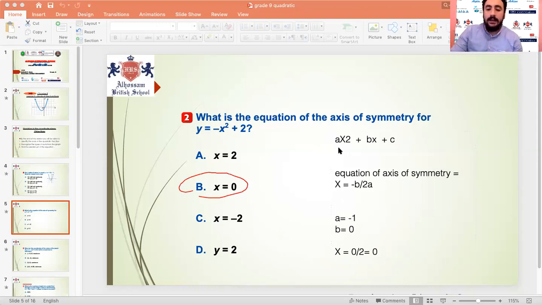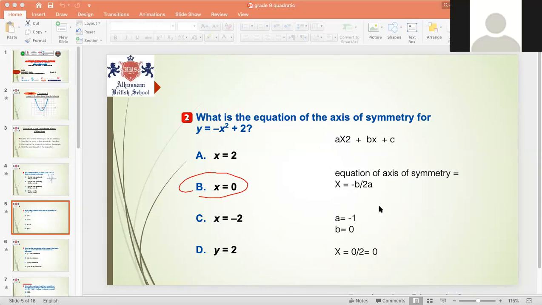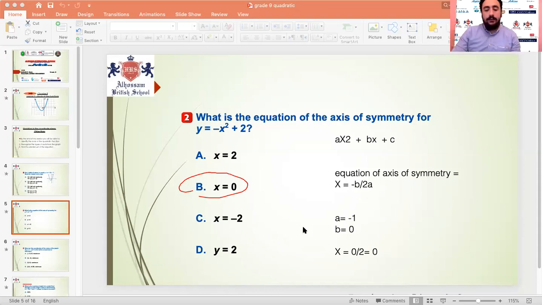So again, from the beginning, this is the quadratic function in the standard form. Ax power 2 plus bx plus c. To find the equation of axis of symmetry, you have to apply this rule. X equal negative b over 2a. A here, negative 1. B, there is no x, so b is 0. So x equal negative b, which is 0, so it's going to be 0 over anything. It's going to be 0, okay? So the answer is 0.